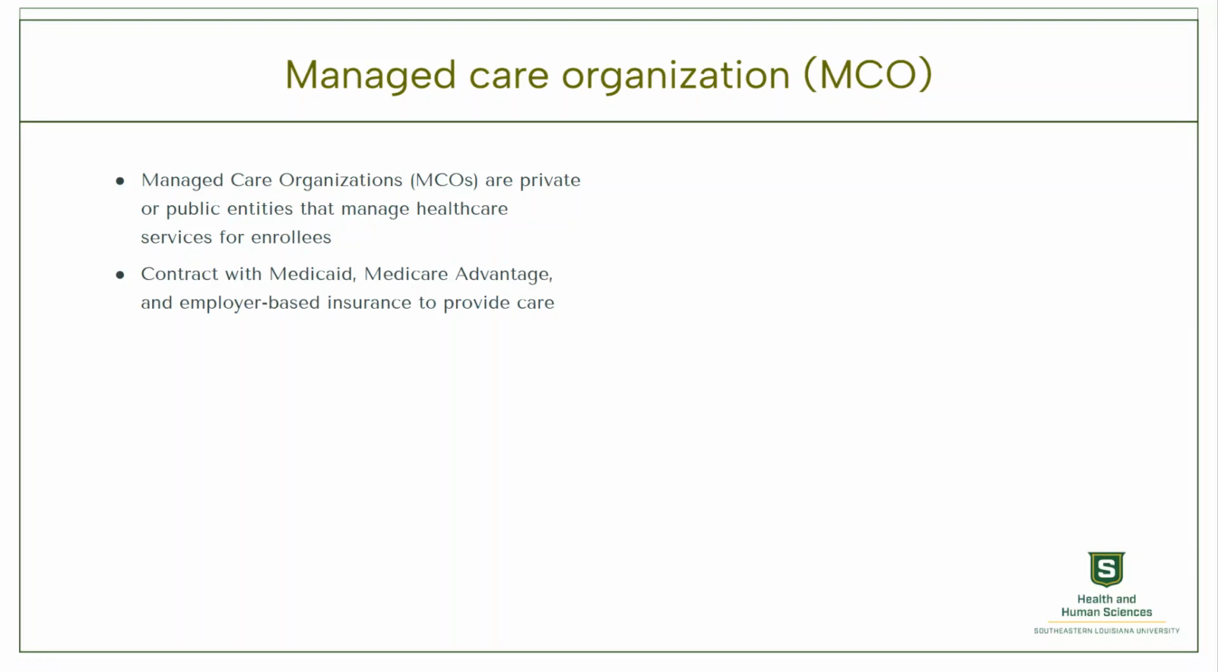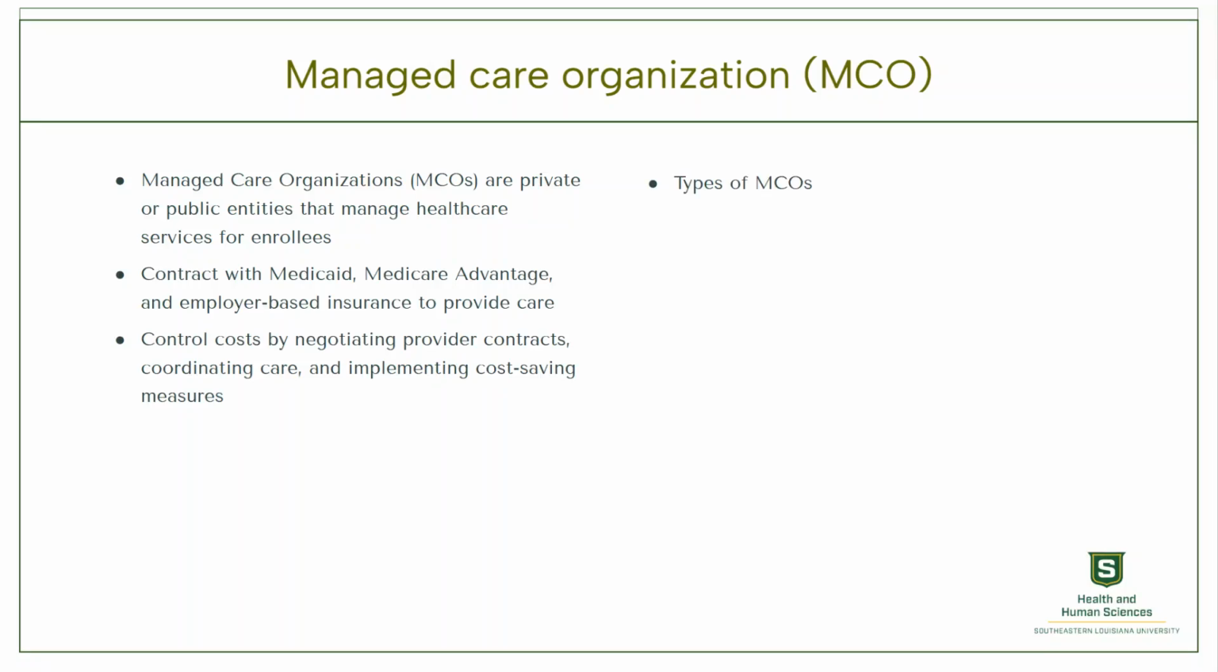They have contracts with Medicaid, Medicare through Medicare Advantage, and also employer-based insurance, and they do this as a way of providing care. In terms of cost containment, or controlling costs, managed care organizations do this through negotiating provider contracts, coordinating care, and implementing cost saving measures. There are a couple of types of managed care organizations, which also correspond to types of managed care plans, which I'm going to talk about.